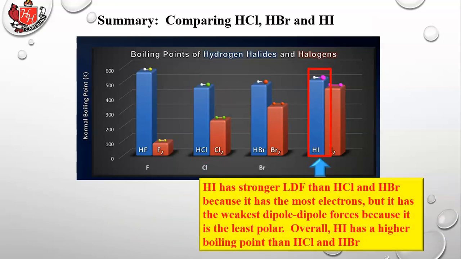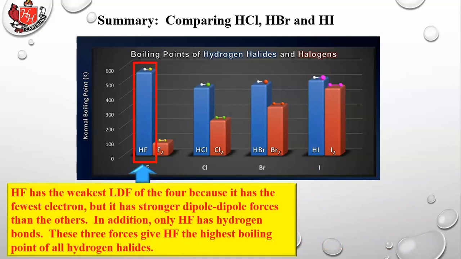HI has stronger London dispersion forces than HCl and HBr because it has the most electrons, but it has the weakest dipole-dipole forces because it is the least polar. Overall, however, HI has a higher boiling point than HCl and HBr. So what that's telling you is the London dispersion forces, in this case, not in all cases, are dominating over the dipole-dipole forces. That gives HI, with the strong London dispersion forces, a higher boiling point than HCl, which has the strong dipole-dipole forces.